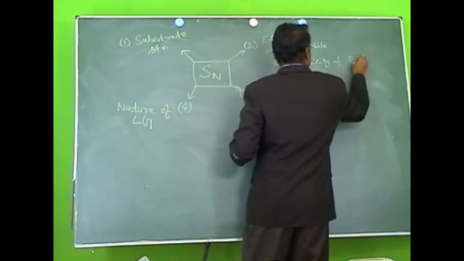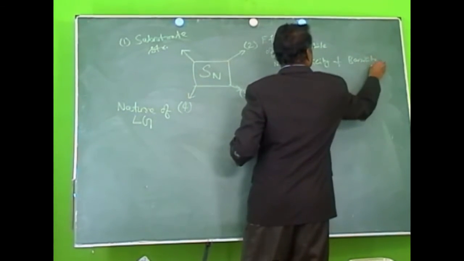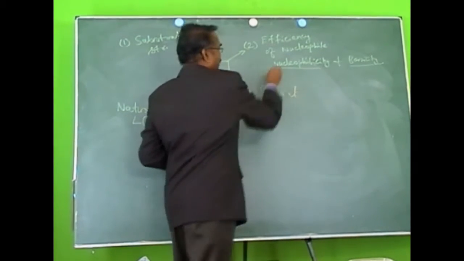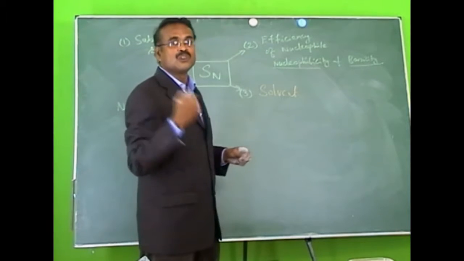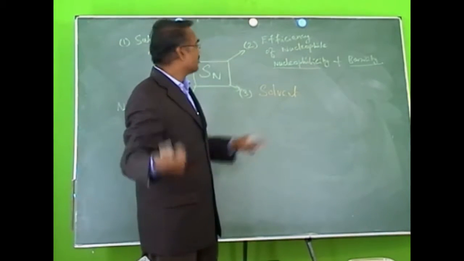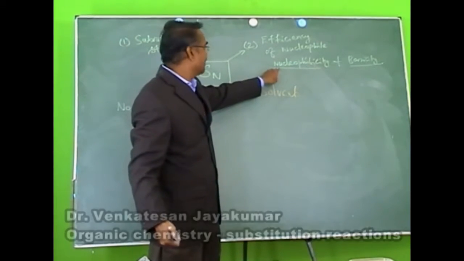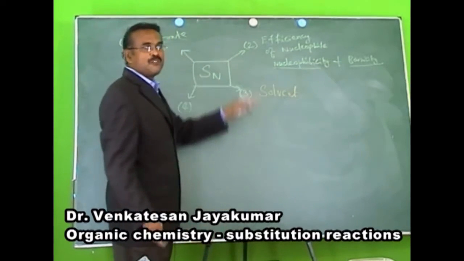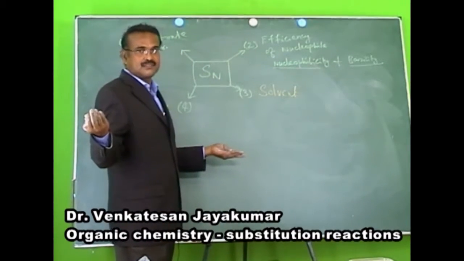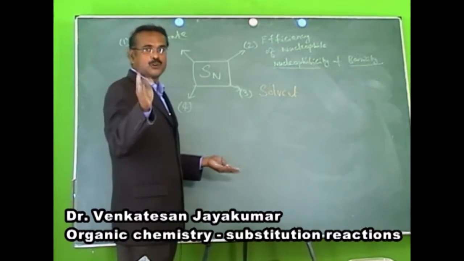Nucleophilicity and basicity. Basicity measures the strength of a base, but nucleophilicity measures the tendency of an atom or group to donate the electron pair. So one measures the power of the nucleophile, the other measures the power of the base. A good nucleophile need not be a good base, but a good base is always a good nucleophile.